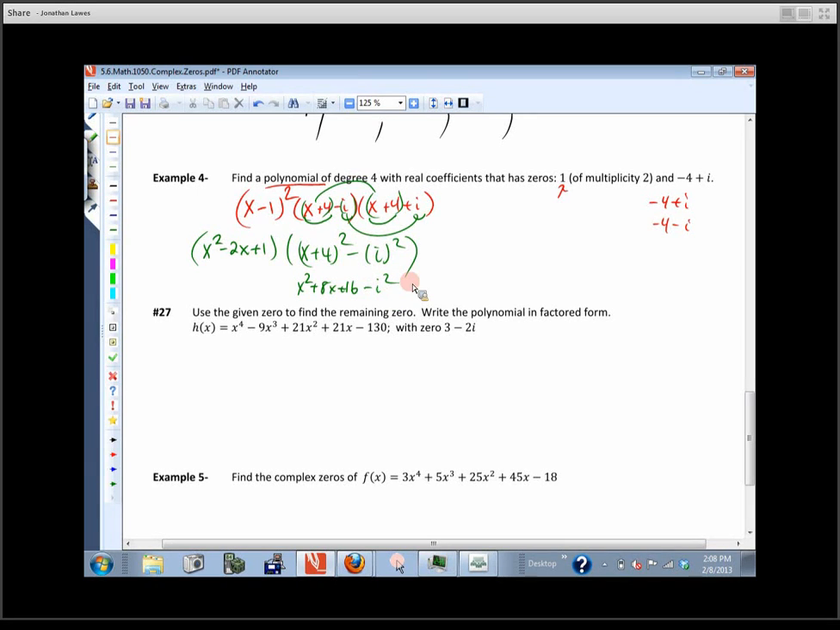What does negative i squared count as? This counts as positive 1. So this is x squared minus 2x plus 1 times x squared plus 8x plus 17. Now, is there any way to get out of multiplying these big ugly polynomials together? No, you need to multiply those together, and that will be your 4th degree polynomial. So that's how you'd finish it off.